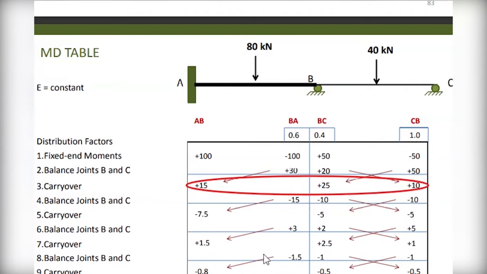So this row is multiplied by the carryover factor. If you multiply 25 by the carryover factor, 0.4 times 25, you shall have 10. But this 10 should be multiplied by a negative in order to balance, as we did before. In order to balance the joint, it should be multiplied by a negative.